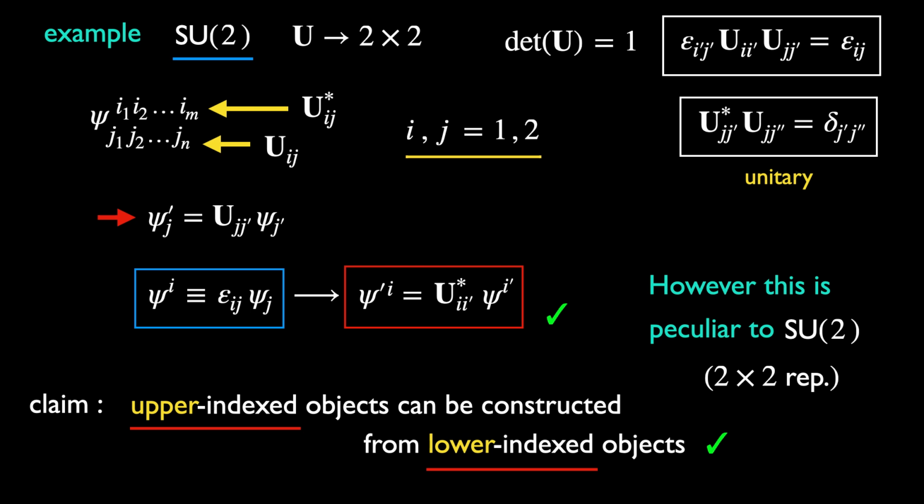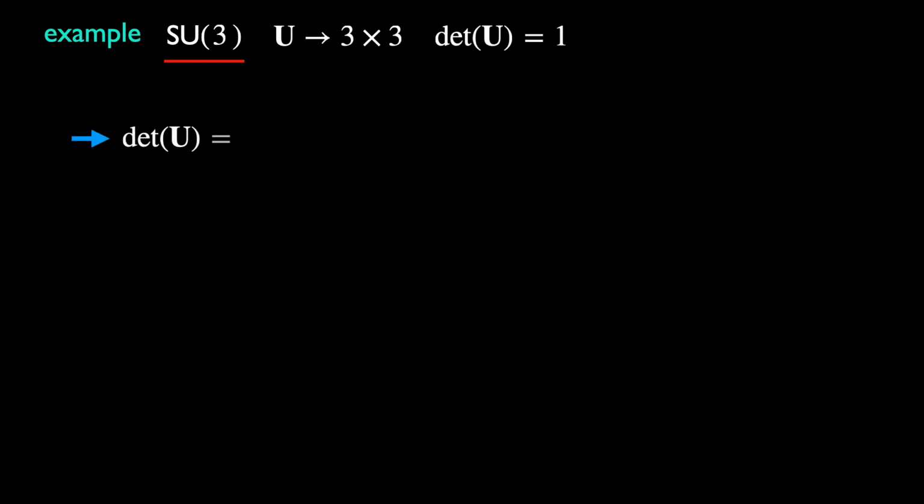For the general SUN, both types of indices are required. For our next example, let's look at SU3, which will be relevant for the flavor symmetry of quarks. Again, these 3x3 matrices must have determinant of 1. Once more, the Leibniz formula is applicable.